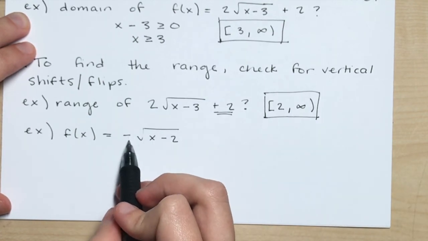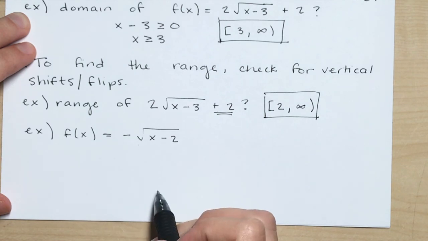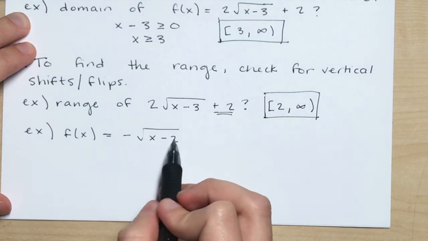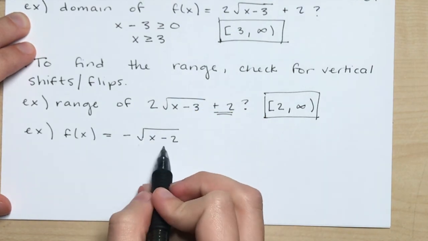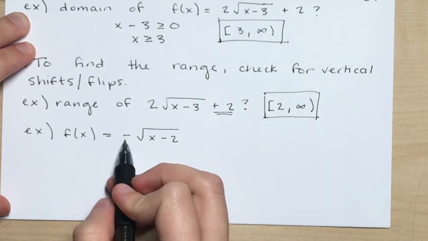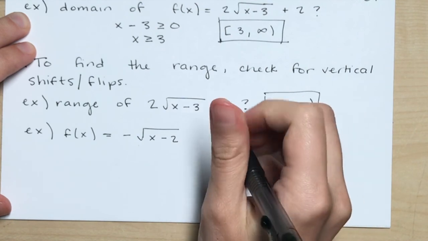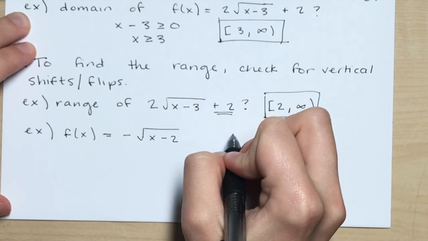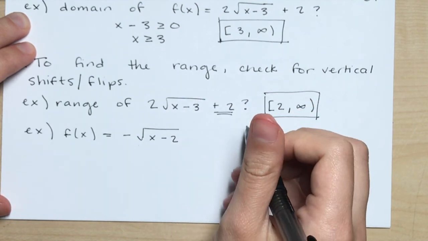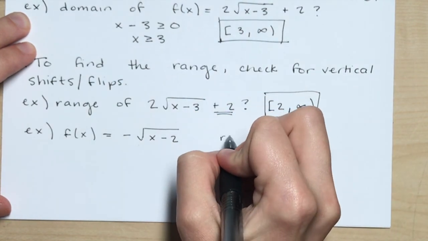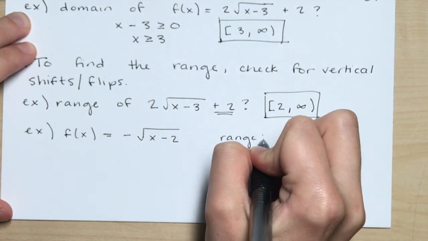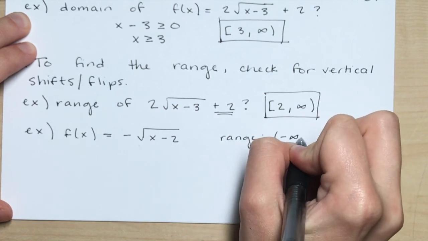Well, this negative flips the function. So before, we had a range of 0 to infinity for this guy. The negative tells us we need to flip over, so we end up with everything that's less than or equal to 0. So the range is negative infinity to 0.